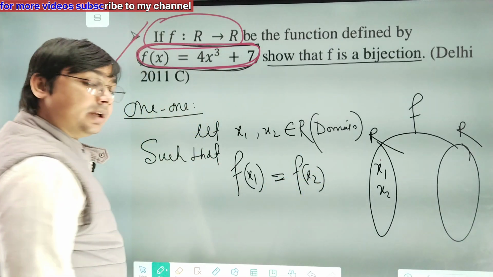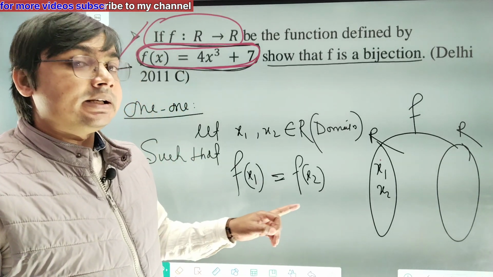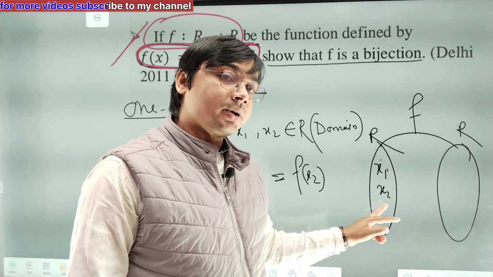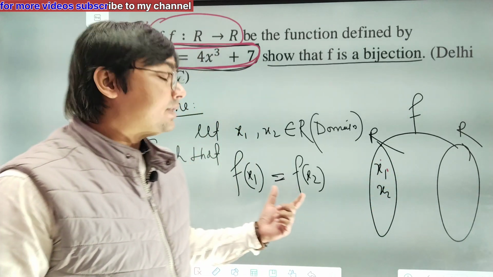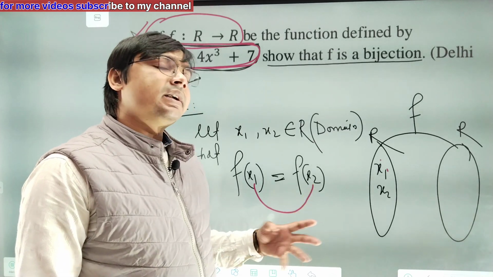Now we need to verify whether they are equal or not. That means हम लोगों ने क्या लिया है, दो एलिमेंट्स ले लिया, x1 and x2, और दोनों का इमेजेस को भी हम लोग सेम लिया है.